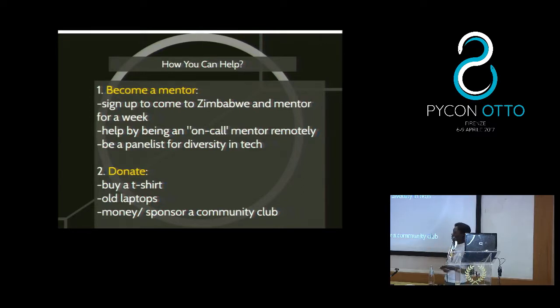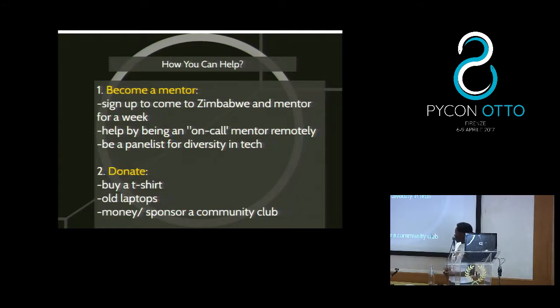And then the second thing you can do is, if you would like to, you could donate. I'm wearing a very cool t-shirt right now. If you would like, you can buy a t-shirt. I don't have t-shirts with me right now, but you can buy a t-shirt online, and all the proceeds from the t-shirts go directly into our organization.